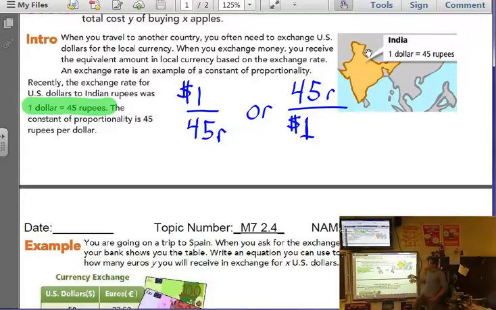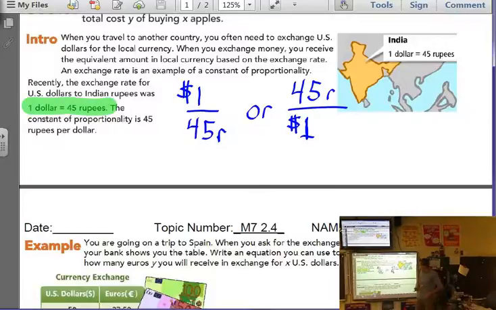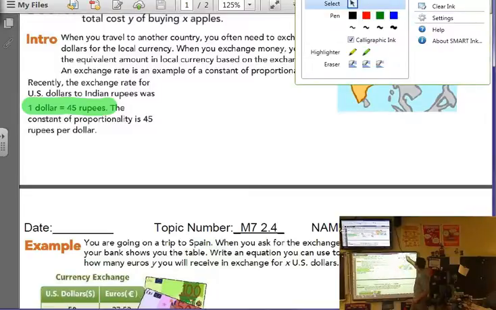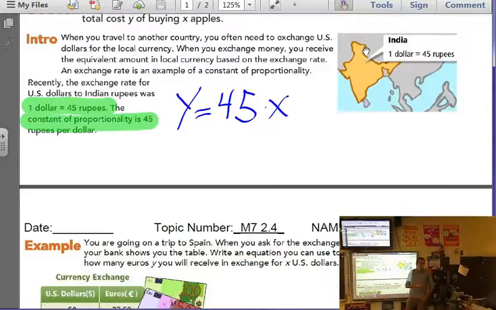So when I go to actually try to solve problems with this, I have to make the choice of which of these am I going to use. So we'll throw that up on the TV and look at our problem. There we go. So if we're solving this using that as my constant of proportionality, then my equation would be y equals 45x. Now here's my question. What's the y value and what's the x value here? Is y dollars or is x dollars?